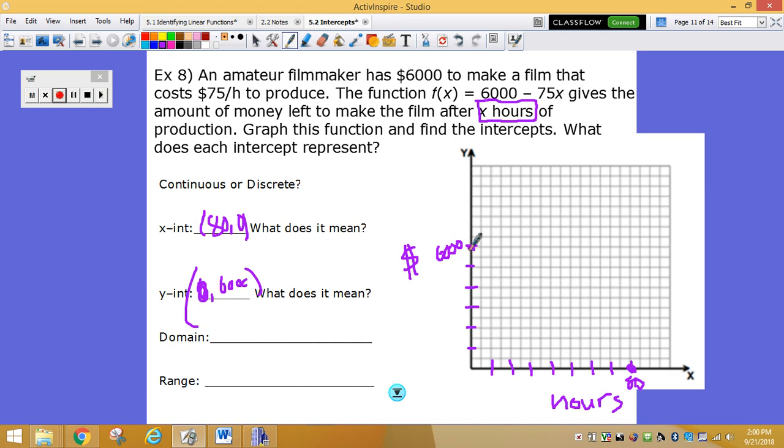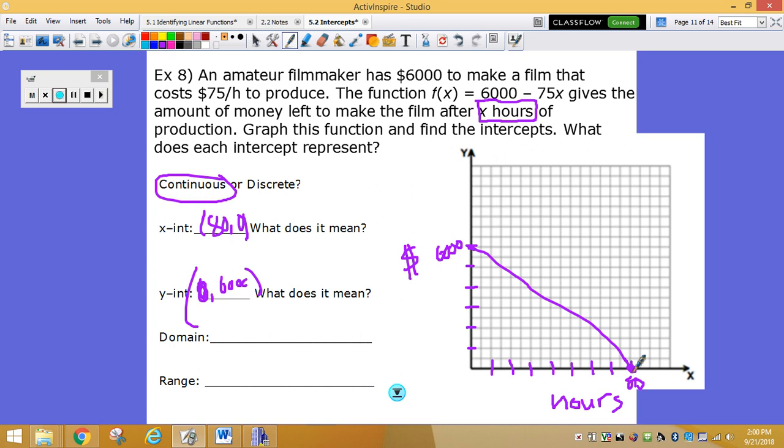Continuous or discrete? Well, let's see here. Could you work 1.5 hours? You sure could. Could you work 3 hours and 20 minutes? You sure could, which means it's going to be continuous. If you can do halves, it's continuous. So I'm going to connect these dots.